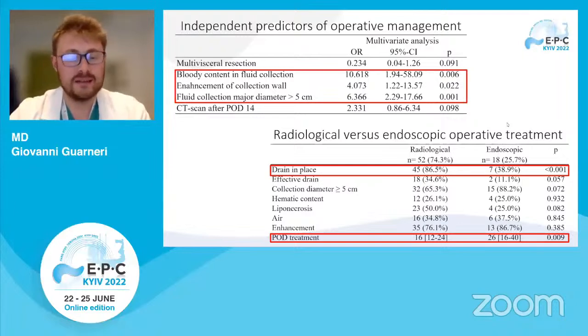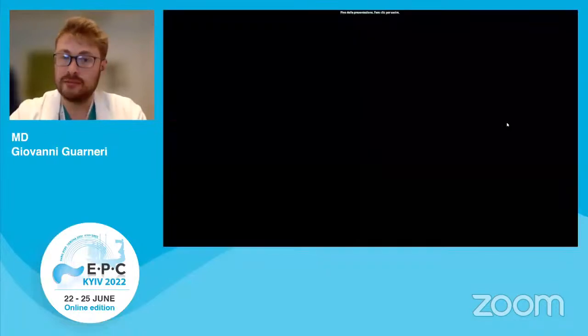The two main differences observed between radiological and endoscopic approach were the presence of a surgical drain still in place, which is present in a significantly higher percentage of patients treated radiologically, and the period of treatment, significantly greater in case of endoscopic management. In conclusion, fluid collections are common findings and key determinants for the clinical burden and management of fistula. In our step-up approach strategy, CT scan findings play a key role in indicating patients at risk of an operative management. Thank you.